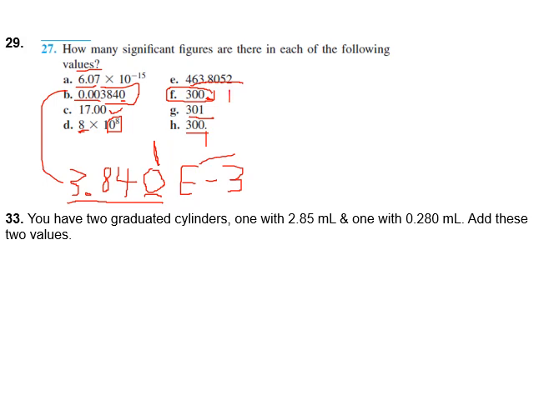You have 2 graduated cylinders. This one has 2.85 milliliters and one has 0.280 milliliters. So this one right here has 3 decimals. This one only has 2, so you can only keep the lower number, which is 2. So we can only have 2 decimal places in our answer.